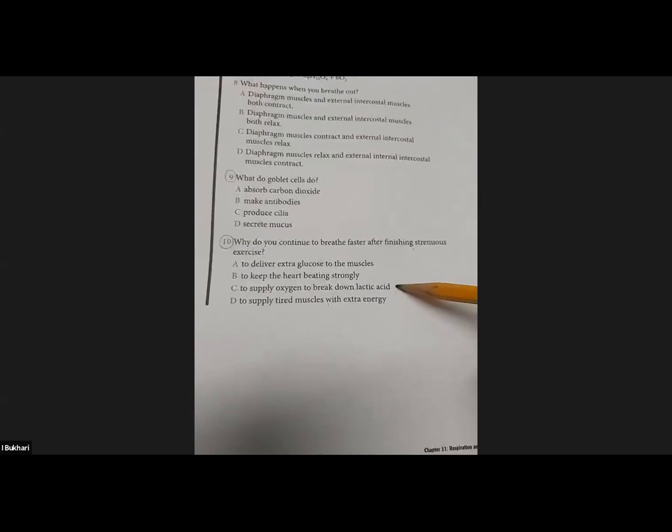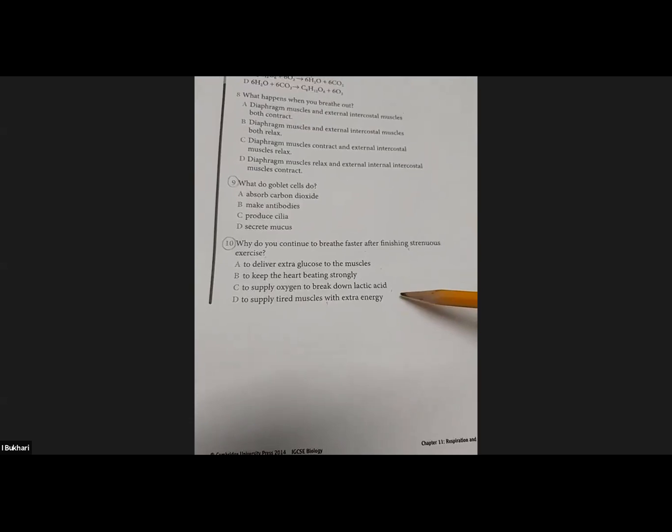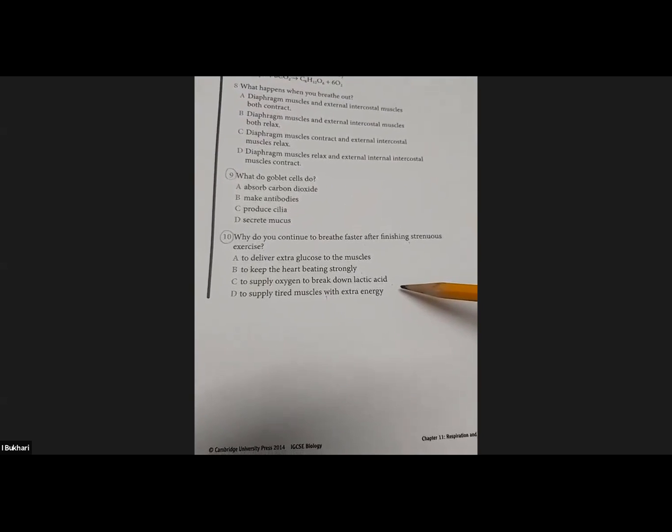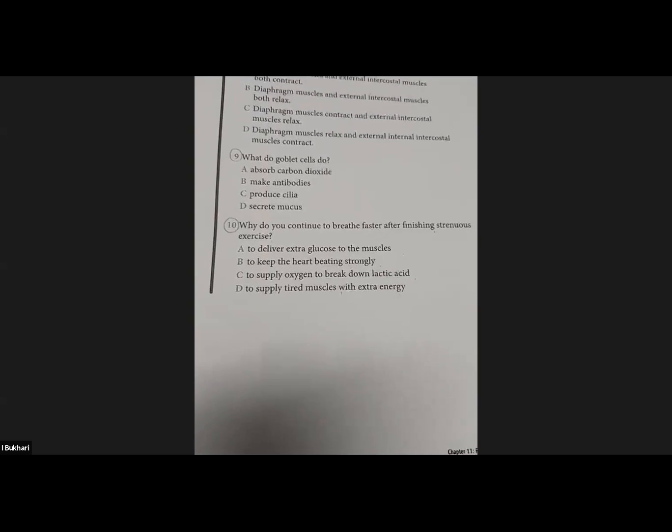Because when we are doing very fast, so much exercise, a different type of respiration is being done. So the product is lactic acid, and to break down that lactic acid, we need more oxygen. Right. Why is it important to break down lactic acid?